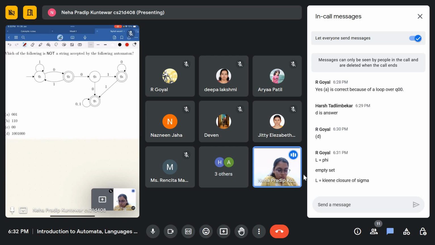Right. So now that you are all comfortable with identifying the final states and reading the strings on the DFA, this question is going to test you to identify which string is not accepted by the automaton.